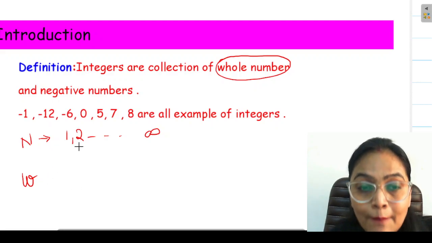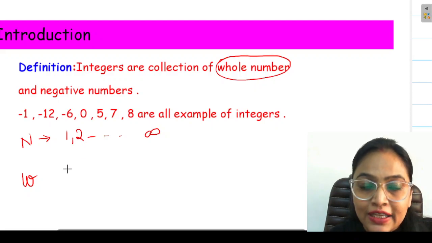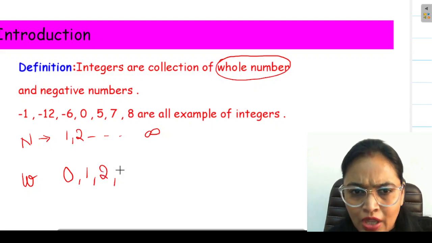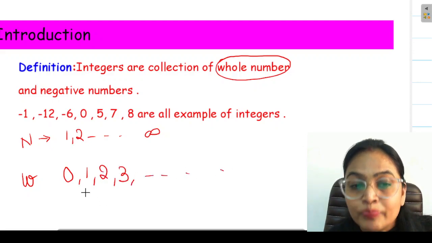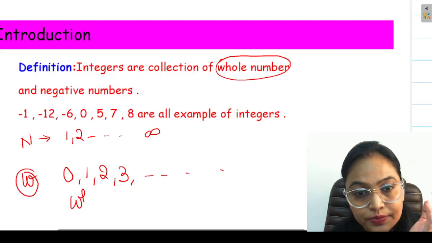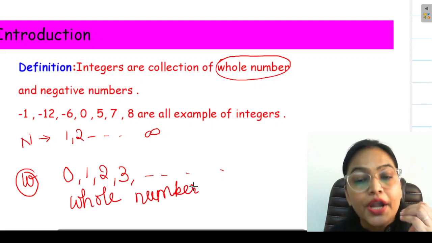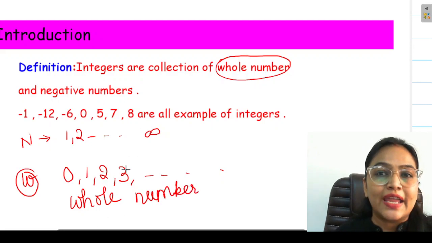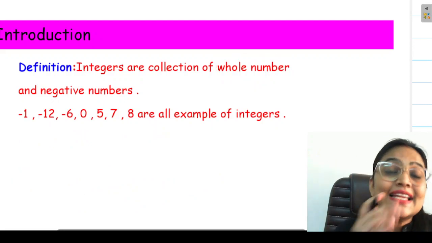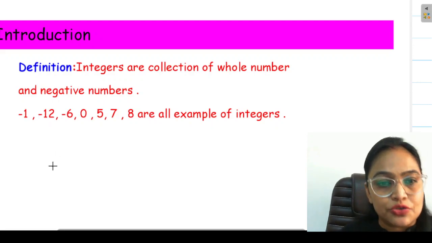Now, these numbers are not complete. They look incomplete. If we include 0 to these natural numbers, then now it becomes complete, right? So 0 plus natural numbers are called the whole numbers. Now, after some time, what we realized is that there are some numbers which are less than 0 as well. So here the negative numbers come into the picture.